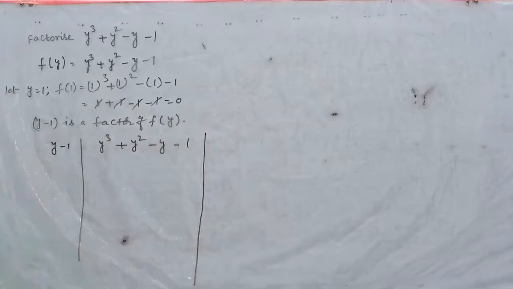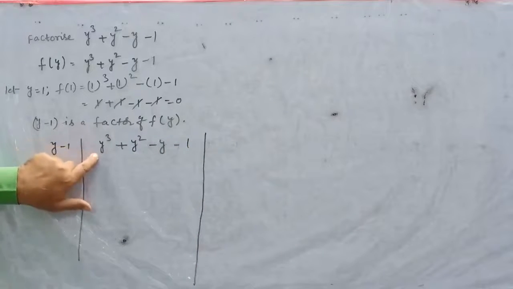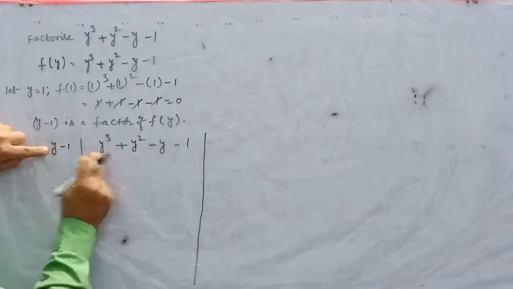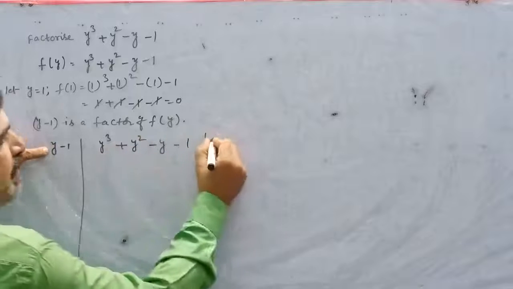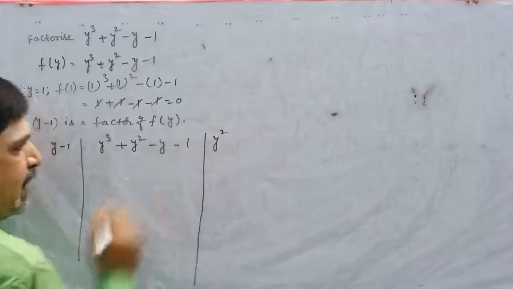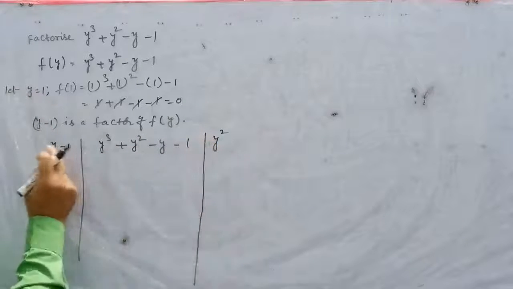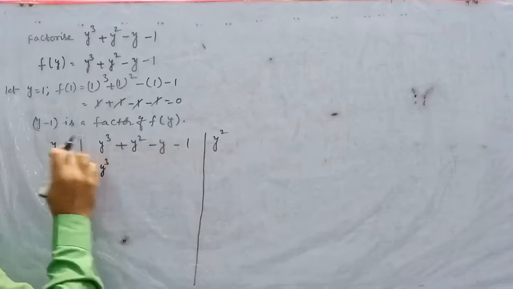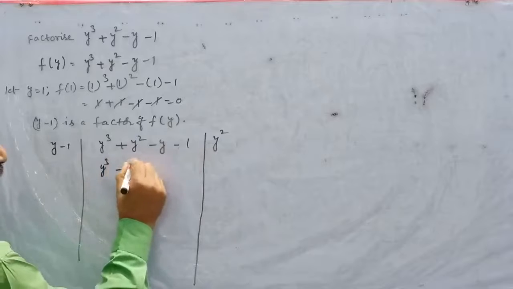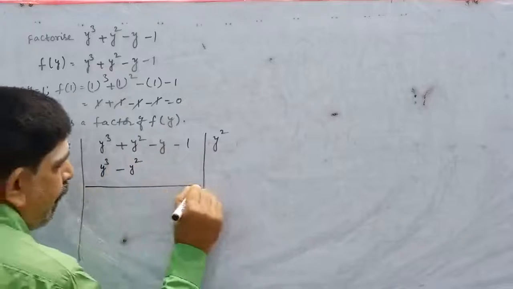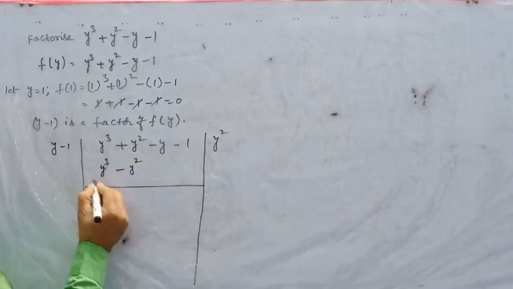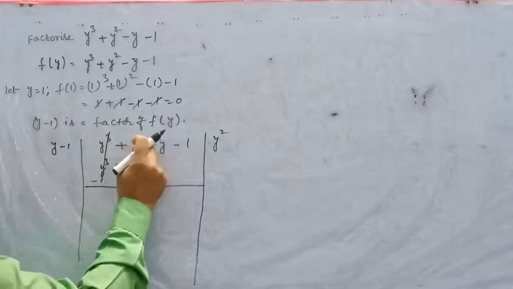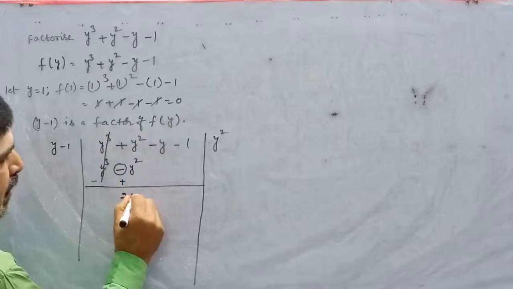Now, here y cube is the first term and y is the first term of the divisor. So y cube by y is y square. Therefore, y square is the quotient. Multiply this y square with y minus 1. So y square into y cube, y square into minus 1, minus y square. Change the symbols: minus and here plus. These two get cancelled. Y square plus y square is 2y square.